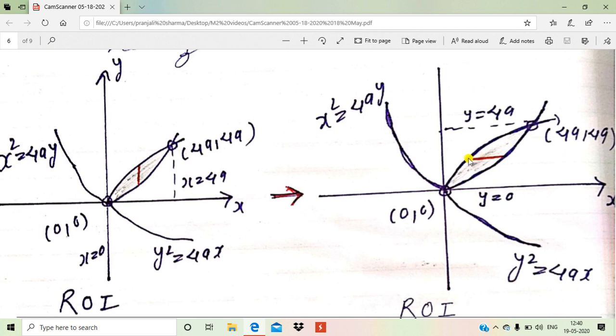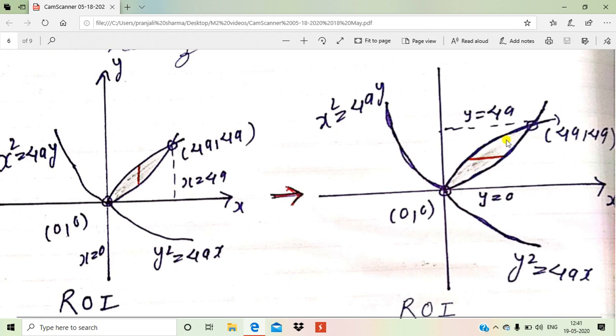So the lower limit of x will be y square by 4a, and the strip ends at another parabola whose equation is, as you can see, x square is equal to 4ay. Therefore the value of x will be 2 into root over ay. So the lower limit will be y square by 4a, and the upper limit of x will be 2 into root over ay. So these two values will be the limits of x.